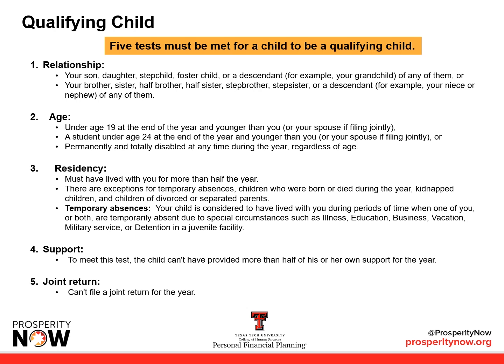For temporary absences, your child is considered to have lived with you during periods of time when one or both of you are temporarily absent due to special circumstances such as illness, education, business, vacation, military service, or detention in a juvenile facility. 4. The support test. To meet this test, the child can't have provided more than half of their own support for the year. And 5. The joint return test. They can't file a joint return for the year.